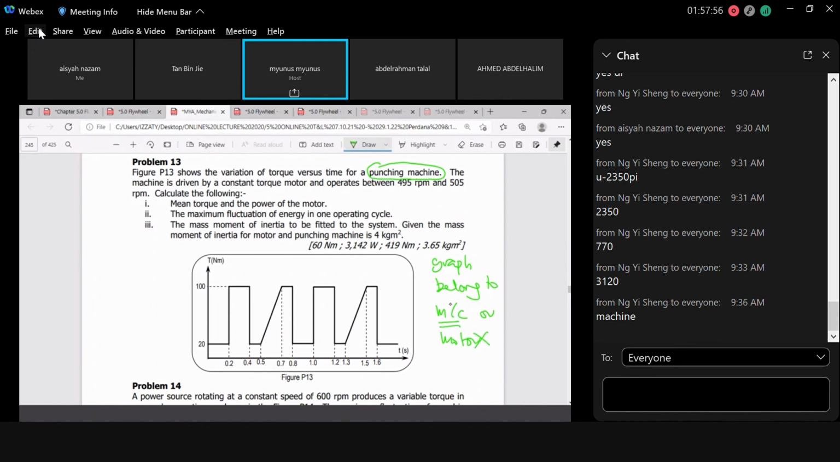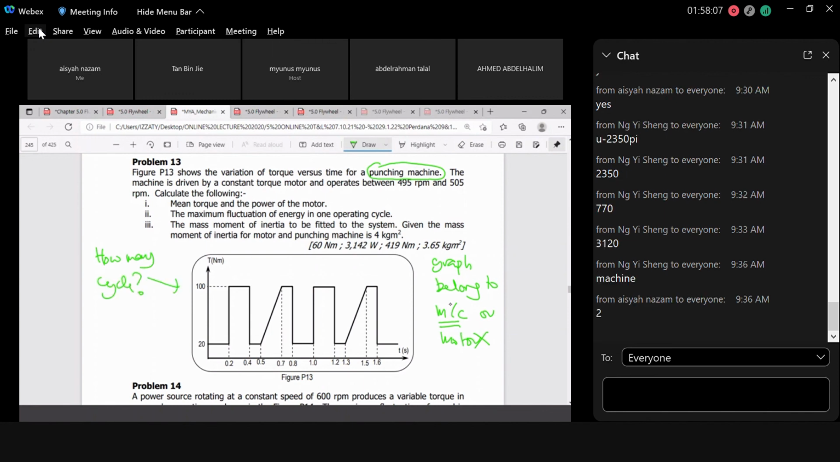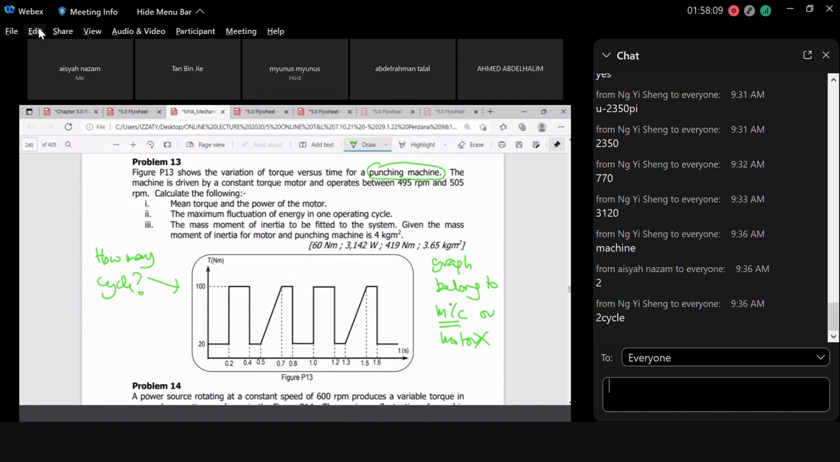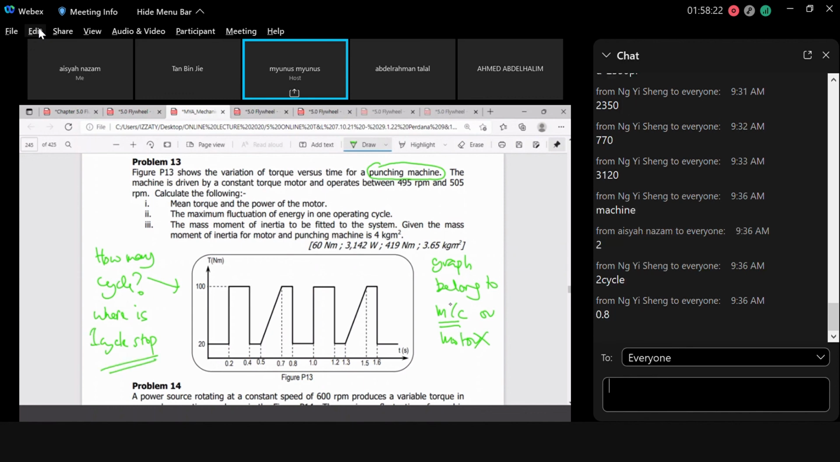Okay, now tell me also how many cycles. How many cycles now? Two cycles, correct, two cycles. So where does one cycle stop? Where does one cycle stop? At 1.0, correct. So it will stop here.